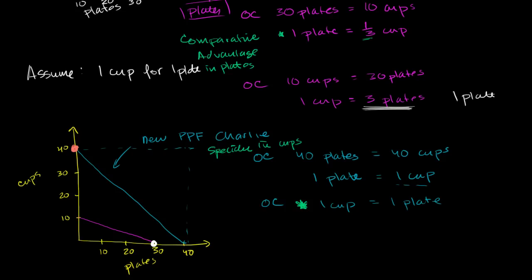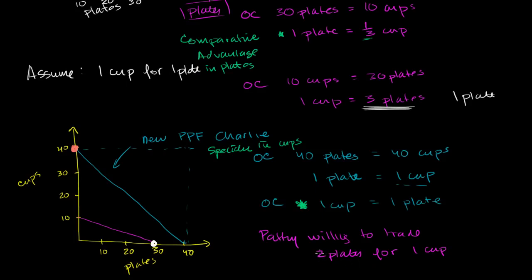So let's say that Patty would be willing to trade 2 plates for 1 cup. She'd be willing to trade that because if she had to make the cups herself, she would have to give up 3 plates for 1 cup. So she's willing to trade 2 plates for 1 cup.